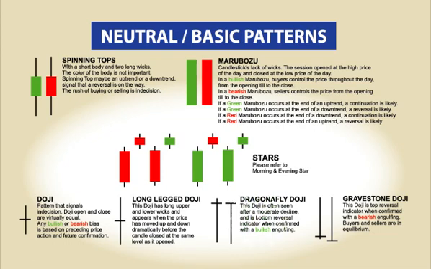Dragonfly doji. This doji is often seen after a moderate decline and is a bottom reversal indicator when confirmed with a bullish engulfing. Gravestone doji. This doji is a top reversal indicator when confirmed with a bearish engulfing. Buyers and sellers are in equilibrium.